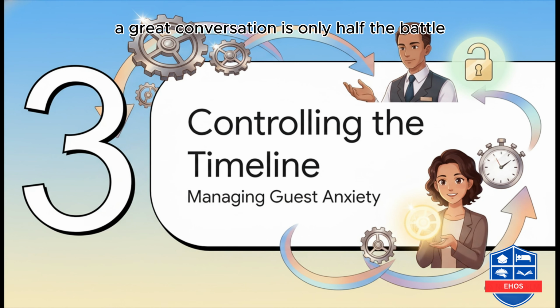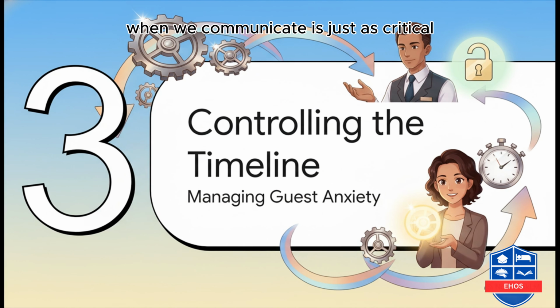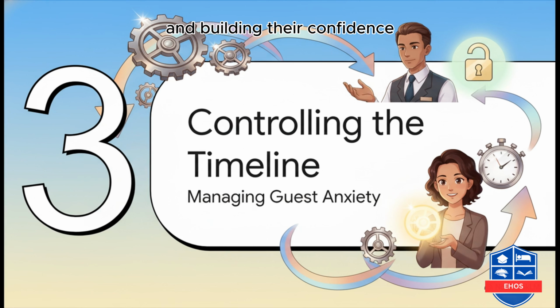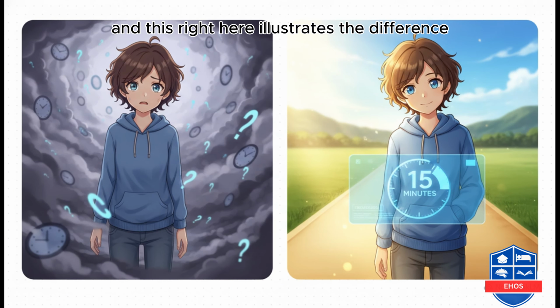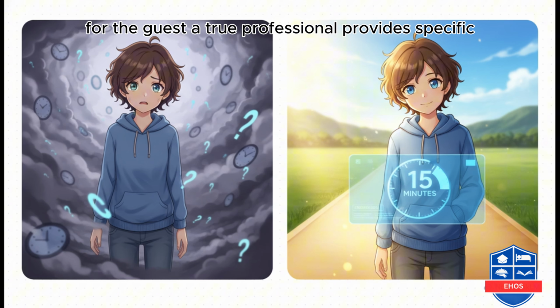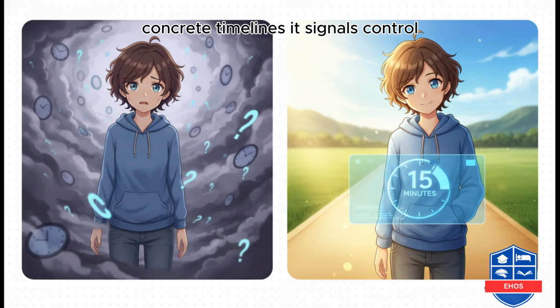But, a great conversation is only half the battle. Beyond the words we choose, when we communicate is just as critical. Controlling the timeline is all about managing a guest's anxiety and building their confidence that a solution is actively on the way. And this right here illustrates the difference perfectly. Vague promises like soon or as fast as possible, all they do is create uncertainty and stress for the guest. A true professional provides specific, concrete timelines. It signals control, it sets a clear expectation, and it gives the guest a sense of security. They know exactly what's happening next.